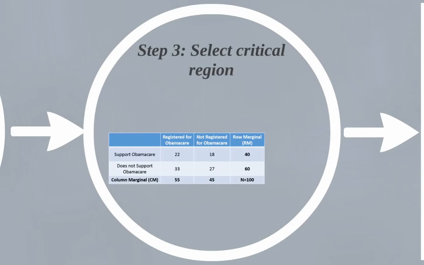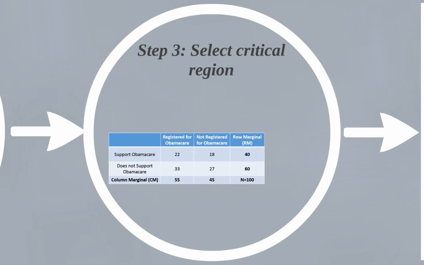Again, what we're trying to do is ask the question, are these two variables related to one another or dependent on one another? As you can see here, it breaks down the frequencies in each of these categories. In the top left cell, for example, where you see the 22, that's indicating that there are 22 people who are both registered for Obamacare and support Obamacare, right? In the bottom right cell, the 27 indicates that there are 27 people who are not registered for Obamacare and do not support Obamacare. And so that's what this breakdown is.